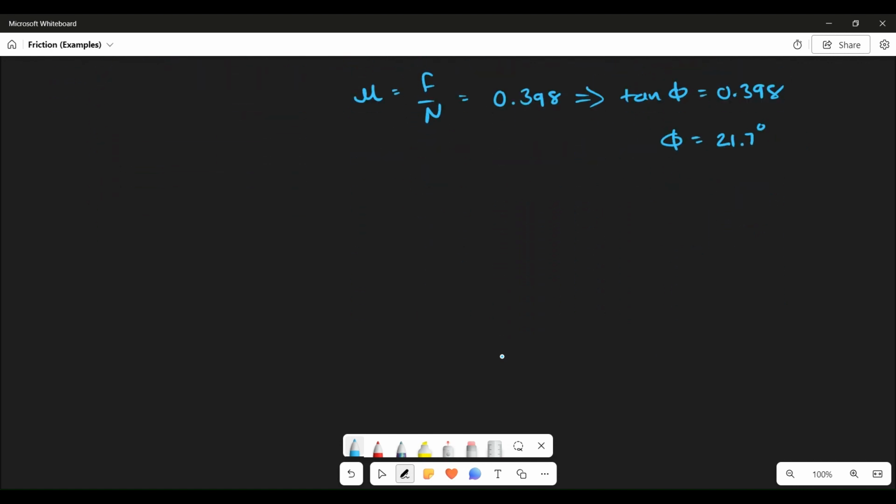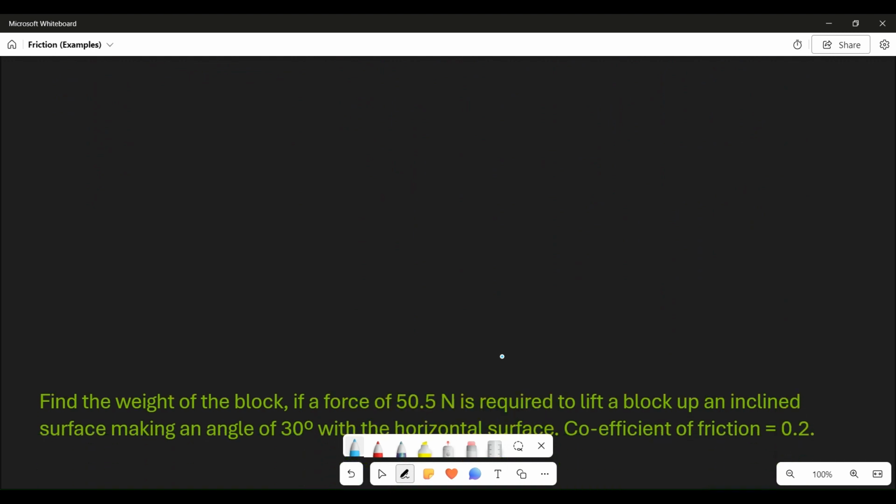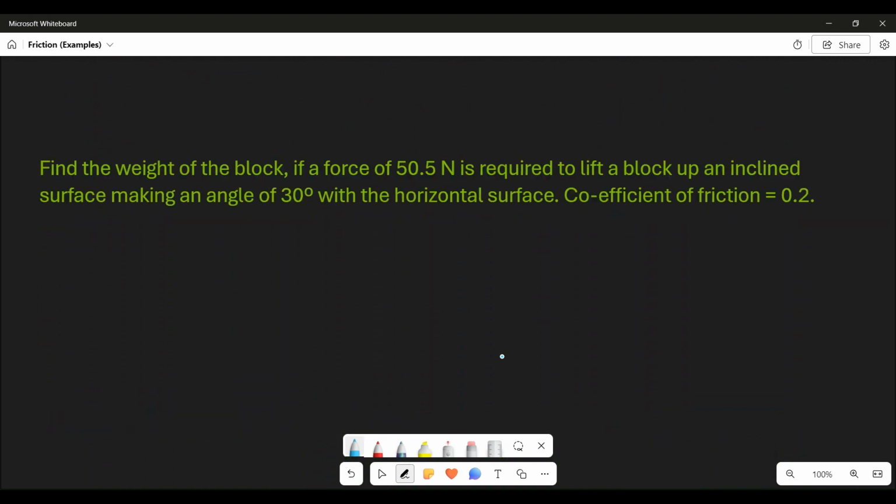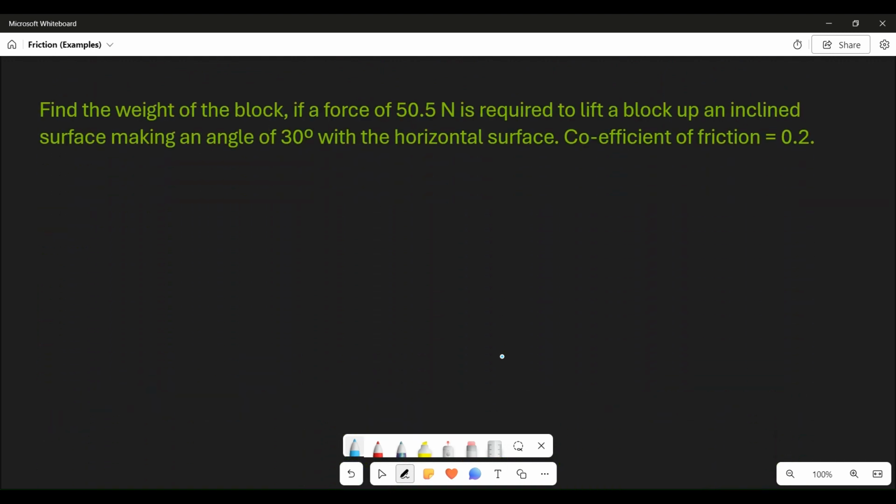Let us see one more example. Find the weight of the block if a force of 50.5 Newton is required to lift a block up an inclined surface making an angle of 30 degrees. So here you have an inclined surface. First draw the inclined surface. This is our horizontal line and this is the inclined surface which is at 30 degrees from horizontal, and rest a block on this surface.